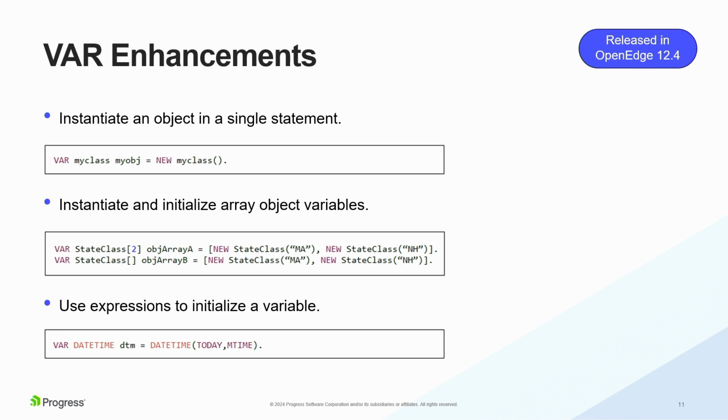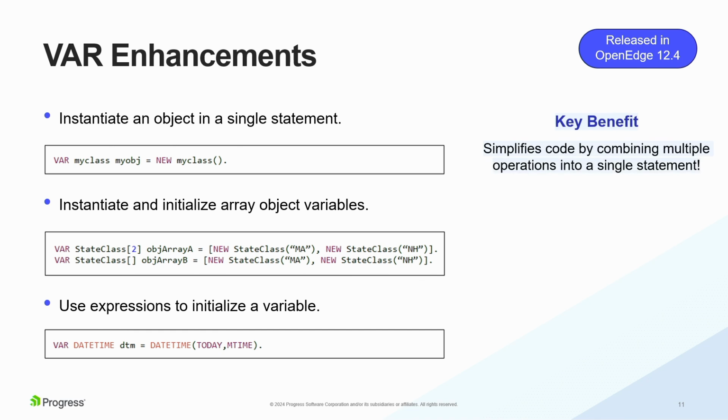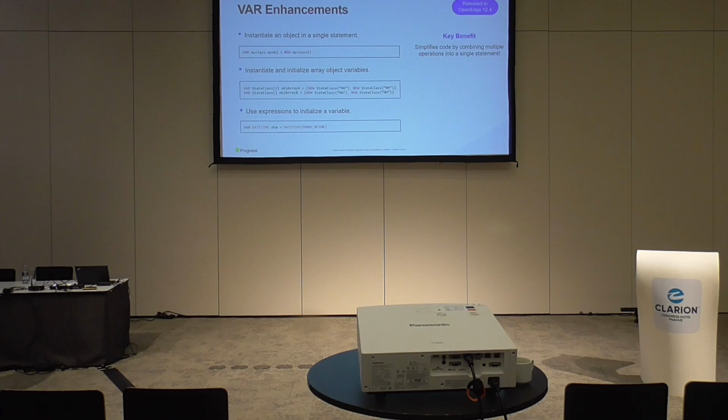Then lastly, you can use expressions to assign values. So in this simple example, we're showing a built-in datetime function. You can use custom functions, you can use methods or different expressions, again, to initialize a variable. So that was 12.4, 12.3, and 12.4. That's the VAR statement. So what's the benefit? Bottom line, the key benefit is that the VAR statement simplifies your code by combining multiple operations into a single statement.